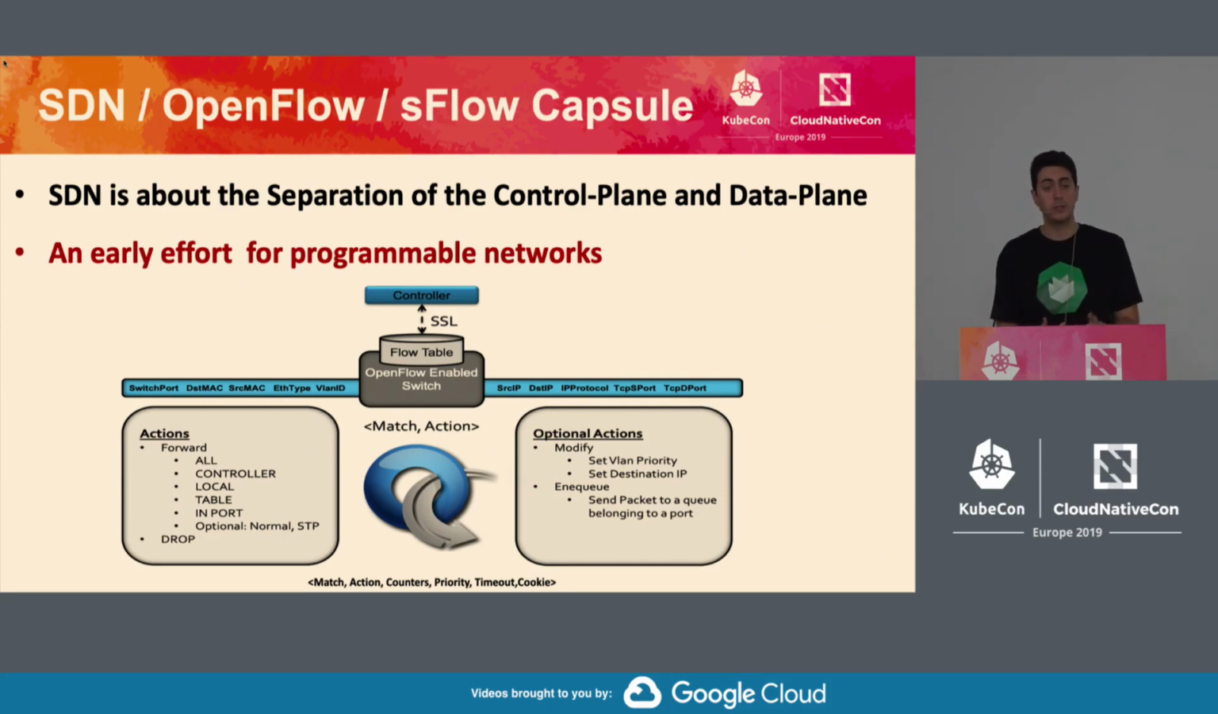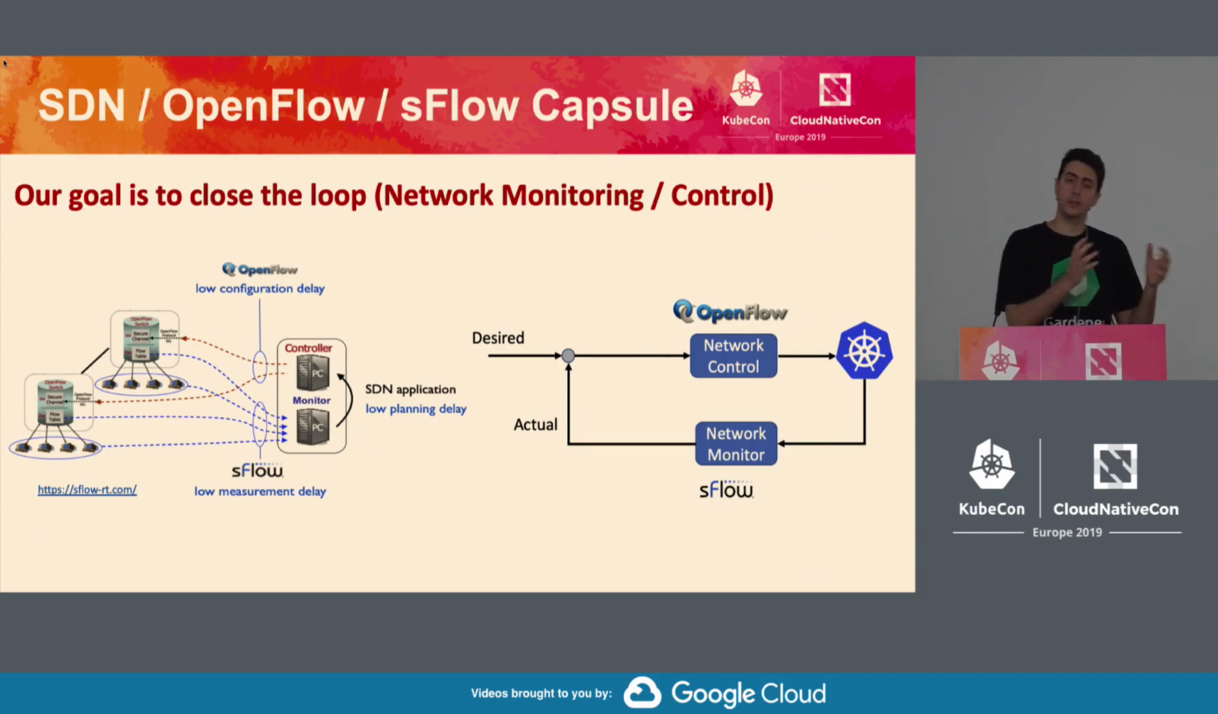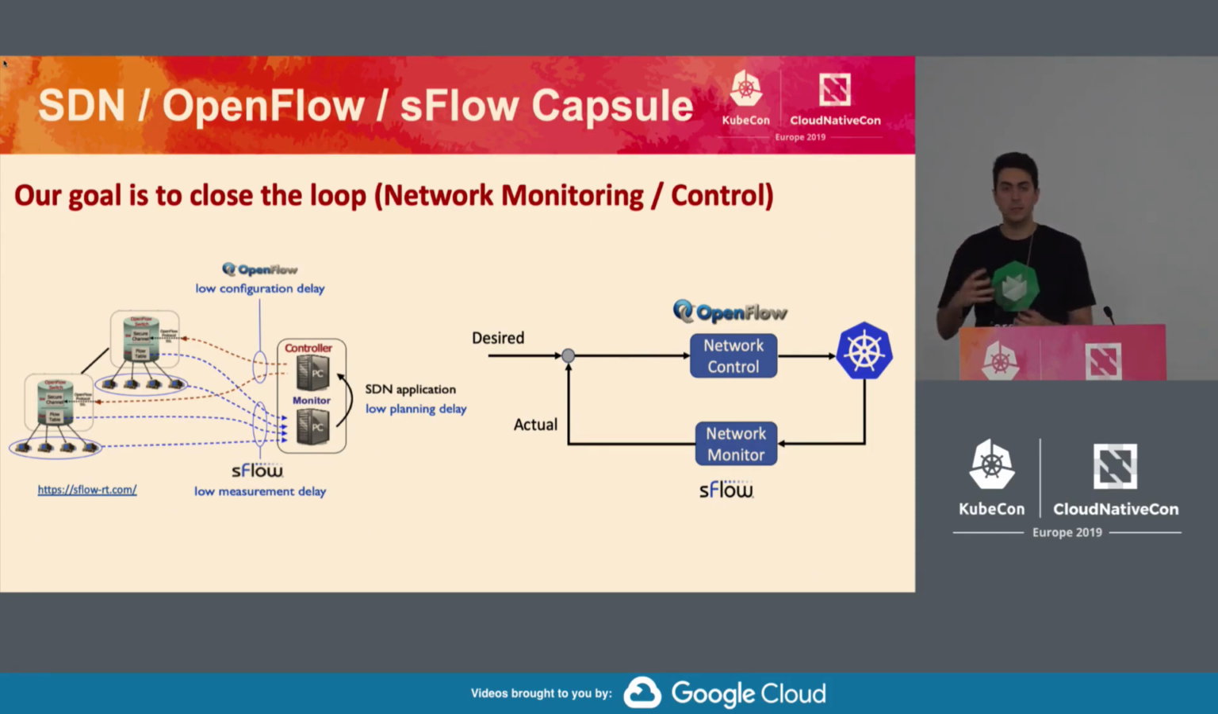You can take action to forward traffic to a controller if the traffic is not known, and the controller can then program other rules to either drop the packet if you see that it's dangerous or it's an attack, or if you're just doing simple layer 2 learning. There are also optional actions to modify the packet itself, to set VLAN priorities, or to enqueue or send packets. So what is our goal? Our goal is, again, to monitor and control the network, right? For controlling the network, we already talked about OpenFlow, but we also want the monitoring side.